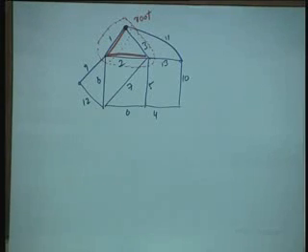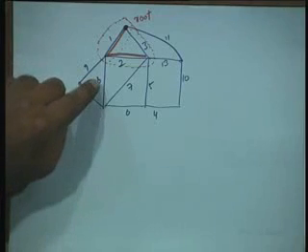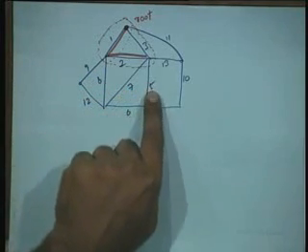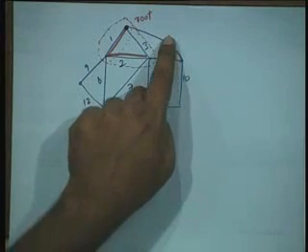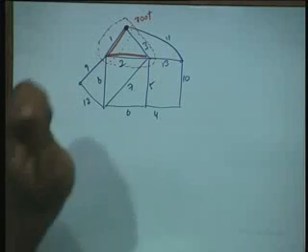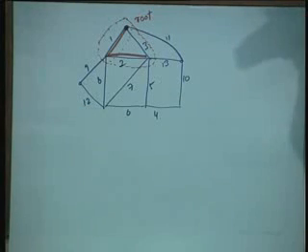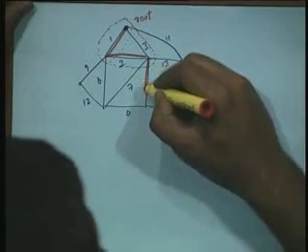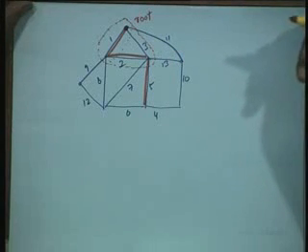So now which are the edges in the cut? 9, 8, 7, 5, 13, 11. 3 is not in the cut because both endpoints of 3 are on the same side. So the smallest of these is 5. So this gets included.